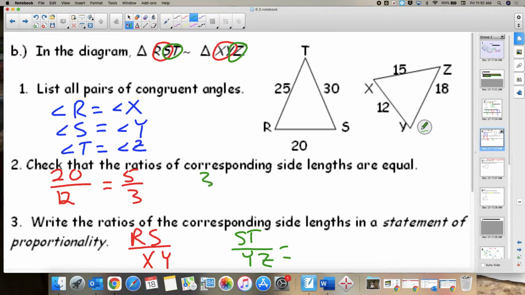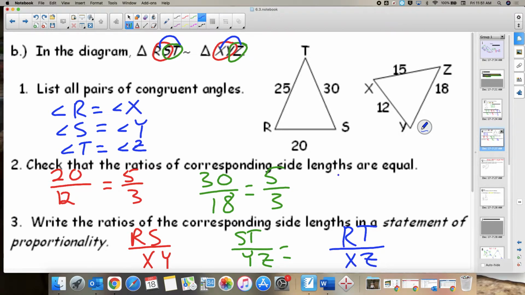Which would give us 30 over 18, which reduces to 5 over 3. Then looking at our last set, R to T over X to Z, which is 25 over 15, which also reduces to 5 over 3. Since your ratios are equal, we create this statement of proportionality. And that's what that is. That's what it would look like.